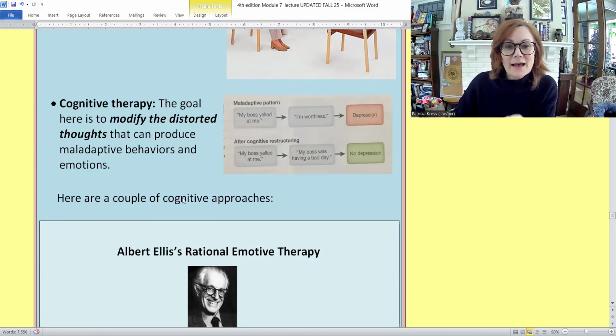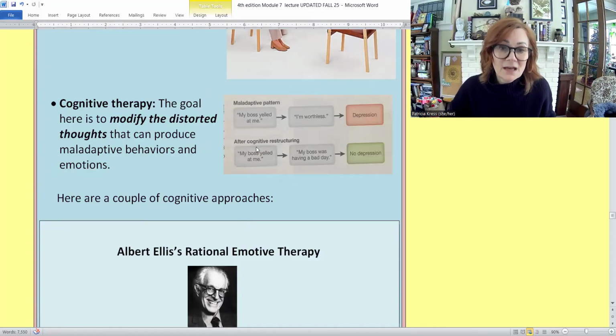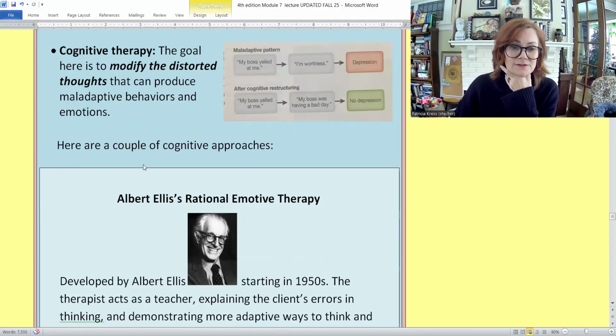So for example, a maladaptive pattern, my boss yelled at me, therefore I'm worthless, leading to feelings of depression. A more adaptive pattern after cognitive restructuring, that is learning how to think about it differently: my boss yelled at me, boss is having a bad day, no depression, right? Same thing happens, but you think about it differently and it leads to different outcomes. So here's a couple of cognitive approaches.